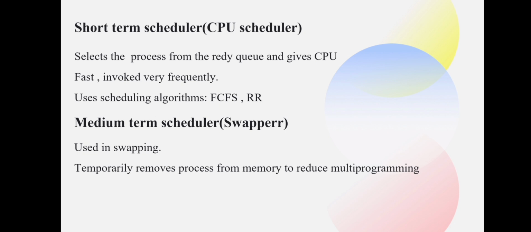The main job of the long-term scheduler is to decide how many processes should be admitted into main memory. Next, the short-term scheduler, also called the CPU scheduler, is the part of the operating system responsible for selecting which process should be executed next by the CPU. This scheduler uses various CPU scheduling algorithms like FCFS, SJF, priority scheduling. The main goal of the short-term scheduler is to improve CPU utilization and system responsiveness. Medium-term scheduler, or swapper, is used in swapping: it temporarily removes processes from memory to reduce multiprogramming.